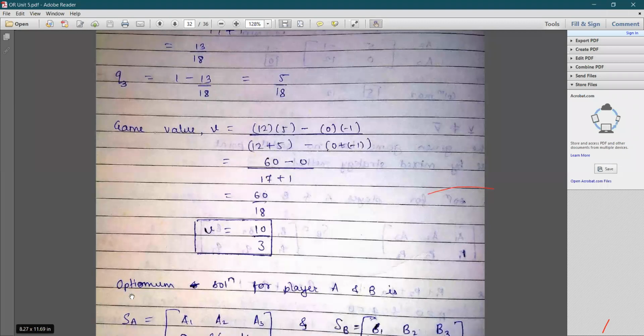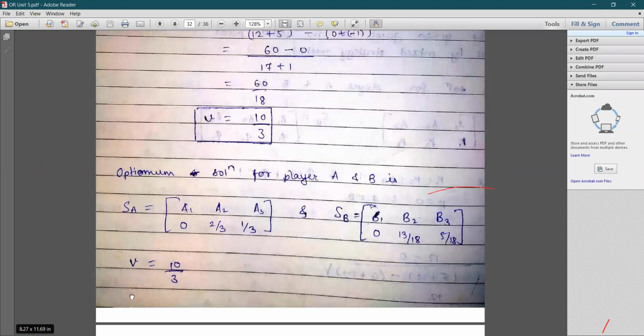Then write the optimum strategy, the optimum solution for player A and B. S of A is equal to A1, A2, A3, and the first row is deleted, therefore P1 is equal to 0, and then P2 is equal to 2 by 3, P3 is equal to 1 by 3. Then S of B is equal to B1, B2, B3, first column is deleted, therefore Q1 is equal to 0, and Q2 is 13 by 18, and Q3 is equal to 5 by 18, and value of game is equal to 10 by 3.